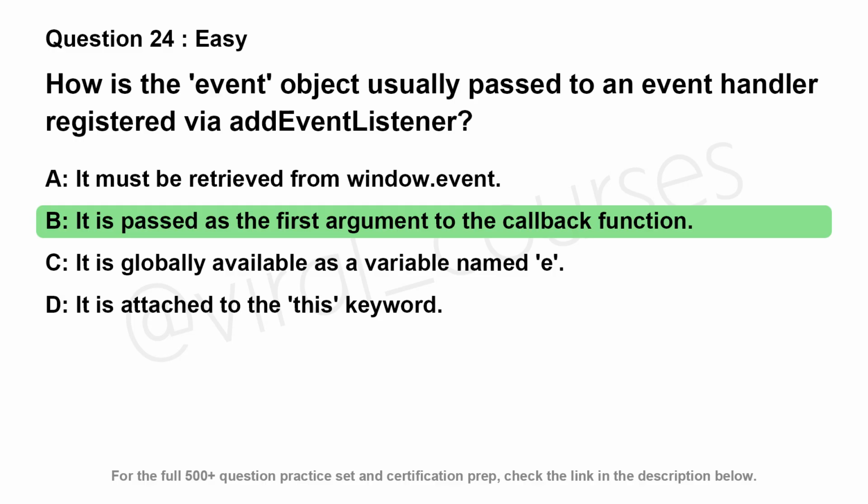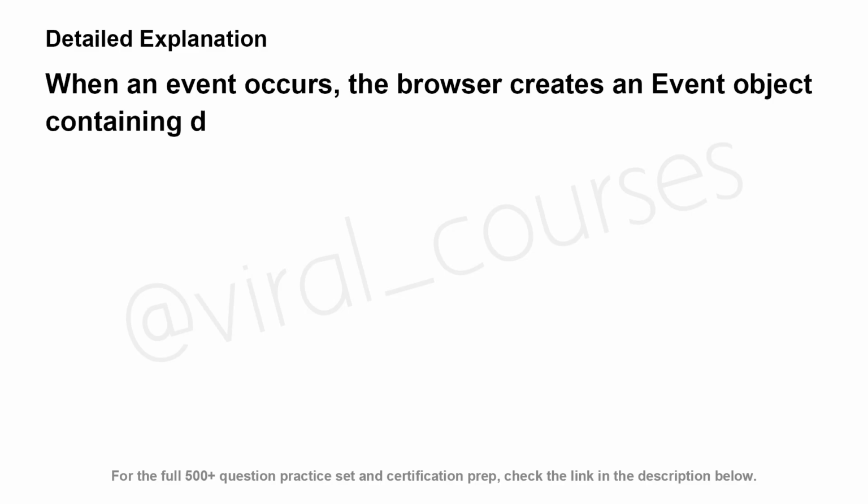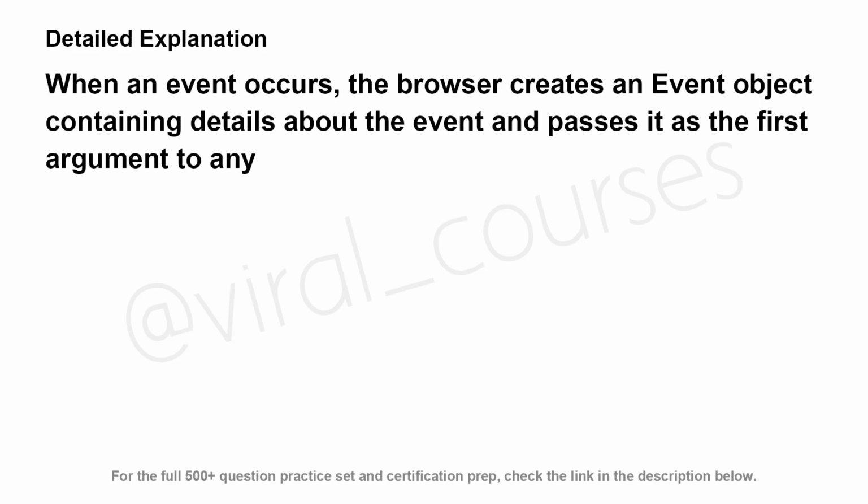The correct answer is B. When an event occurs, the browser creates an event object containing details about the event and passes it as the first argument to any registered event listener functions.